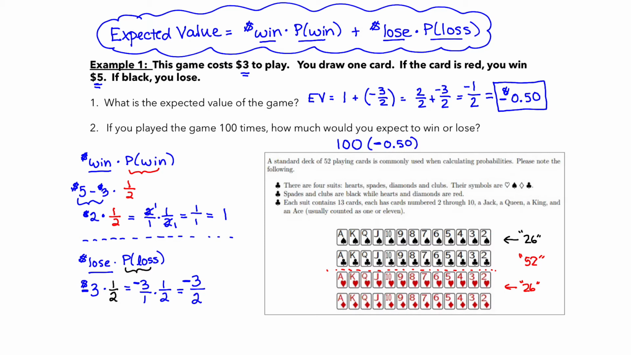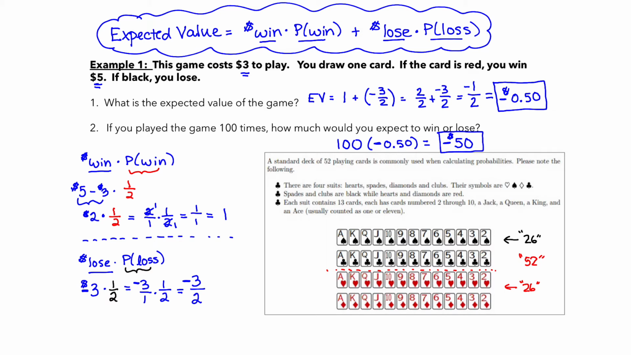-0.50. That's going to tell us how much total we expect to win or lose. And if we take 100 times -0.50, that just tells us that we would expect to lose $50. So we would expect to have a loss of $50 if we played the game 100 times.